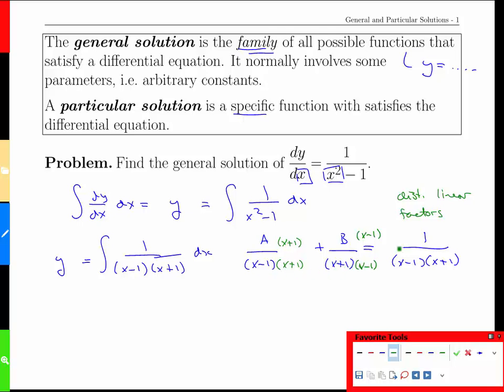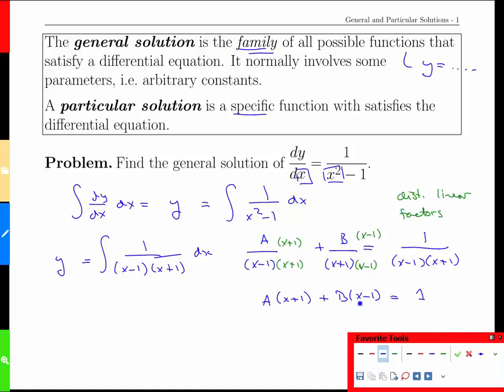That'll give us a common denominator on both sides, and because the numerators have to be the same after that, we end up with a(x plus 1) plus b(x minus 1) is equal to 1. And you can solve that system of equations for a and b however you like. I like doing the substitution of particular values of x. And what we do is carefully choose our x's so that one of these terms gets simple.